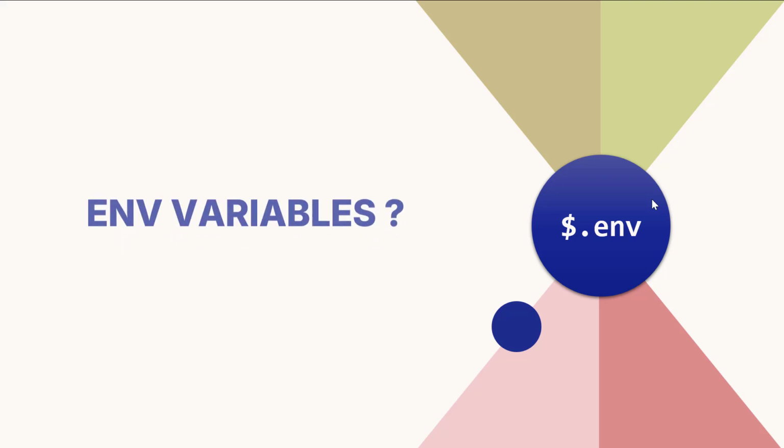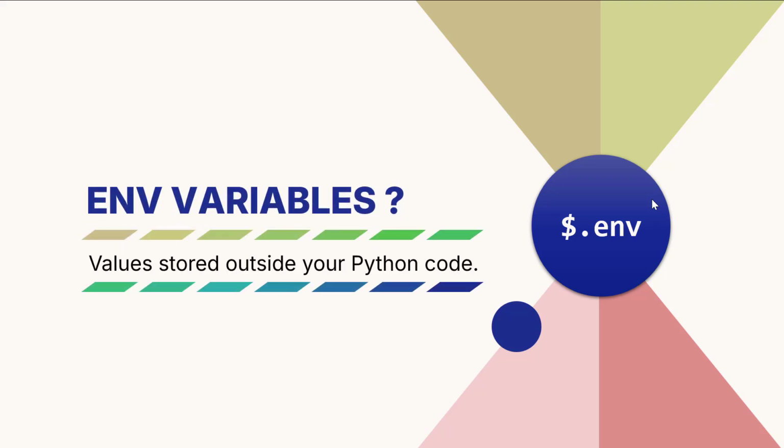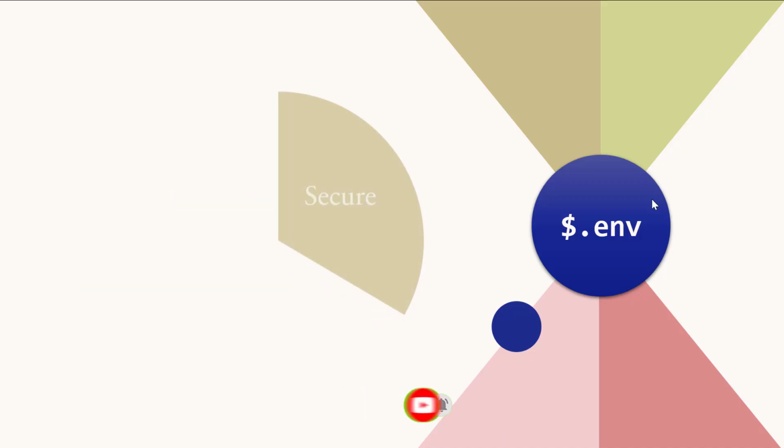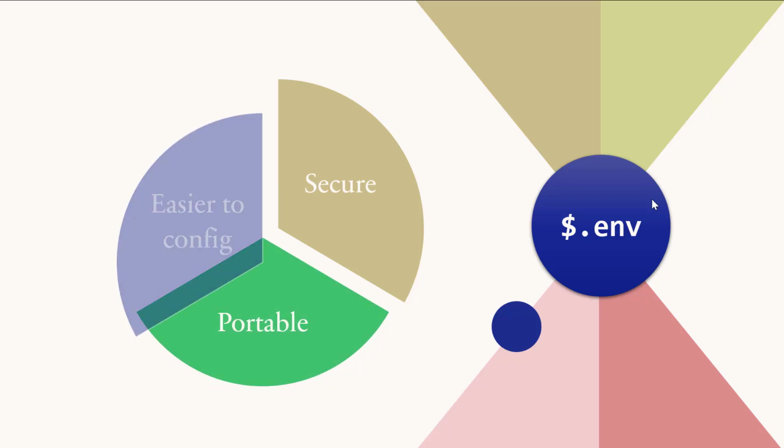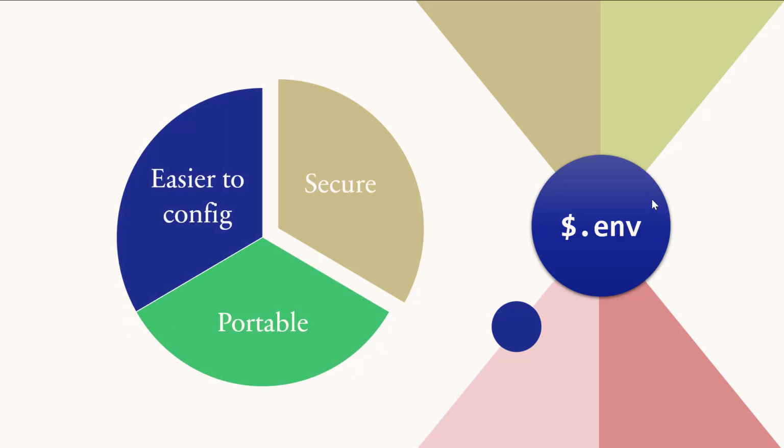Now, if you are wondering what environment variables are, these are values which are stored outside your Python code. Instead of hard coding things like API keys, database passwords or application settings, we store them separately and read them at runtime. This makes the application more secure, portable and easier to configure across deployment, testing and production environments.